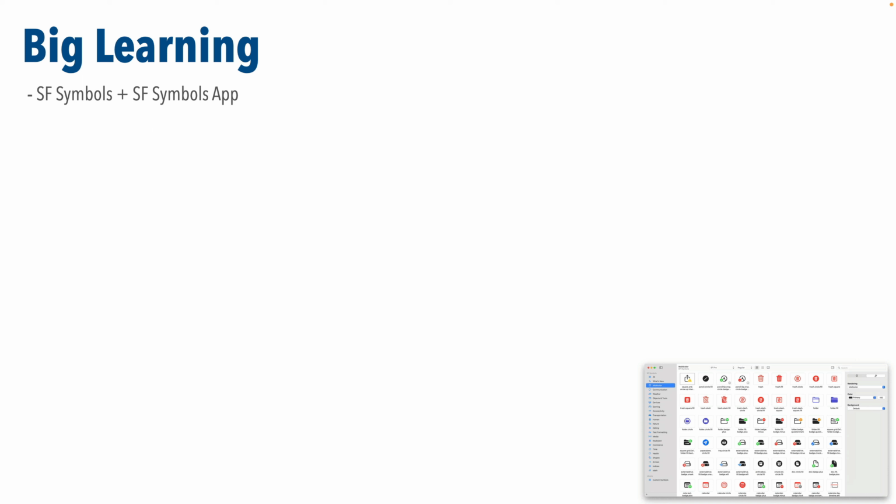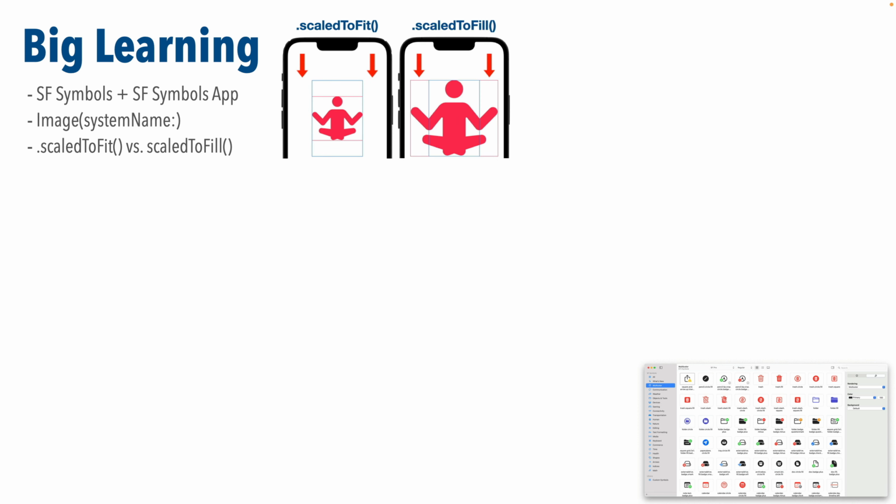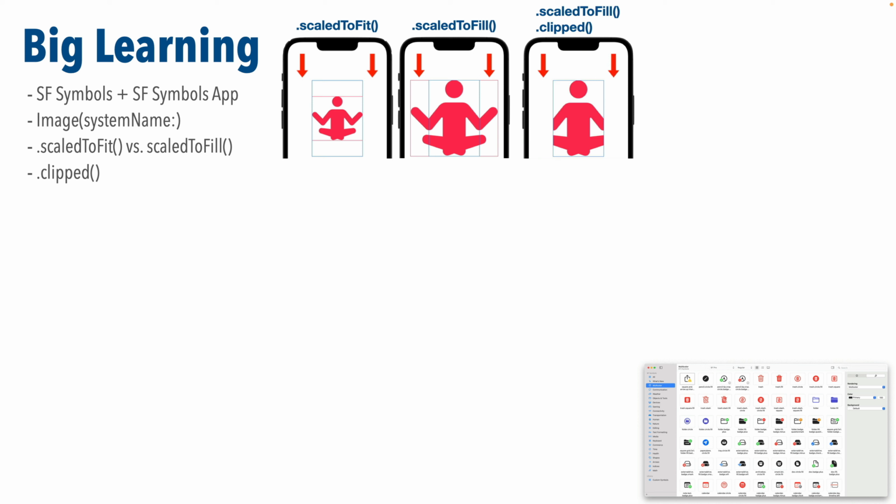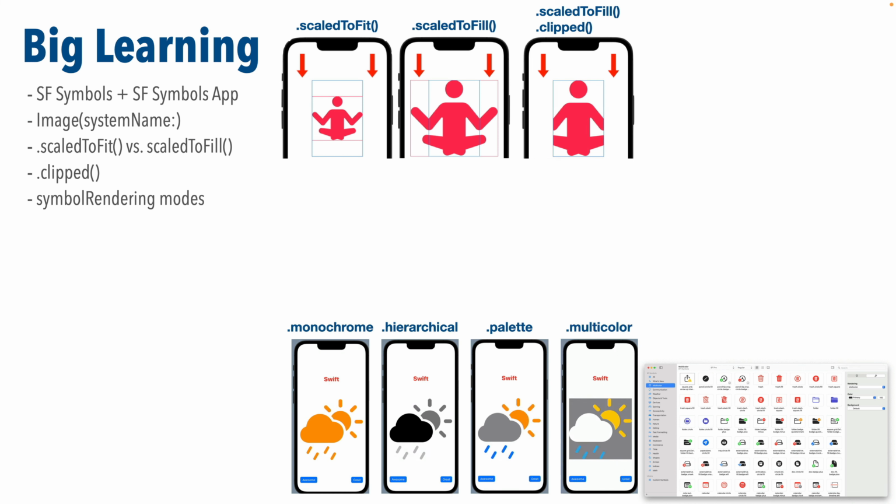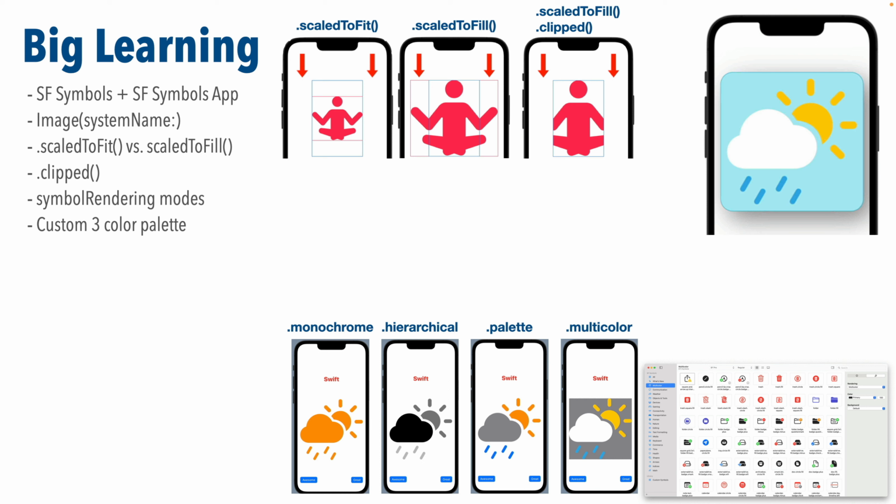We learned about SF Symbols after downloading and installing the SF Symbols app. We learned to add SF Symbol system images by referring to the system name that calls up Apple's lovingly designed symbols. We learned the difference between scaledToFit and scaledToFill, and we learned how to use the .clipped modifier to crop part of an image that spills out of its bounding rectangle. We learned to use various symbol rendering modes: monochrome, hierarchical, palette, multicolor. We learned to create our own 3-color palette, and we set a background color to let the multicolor option pop.